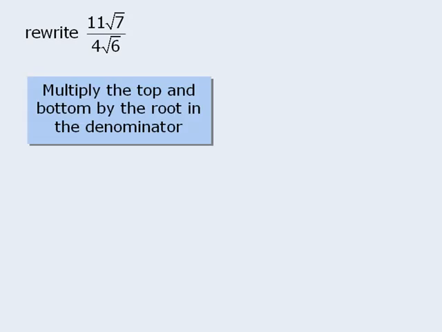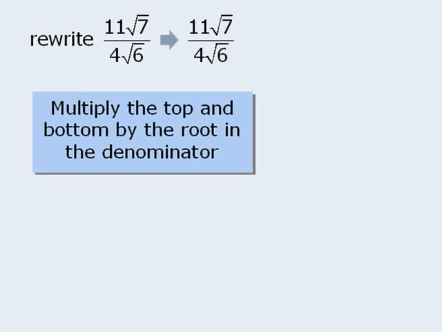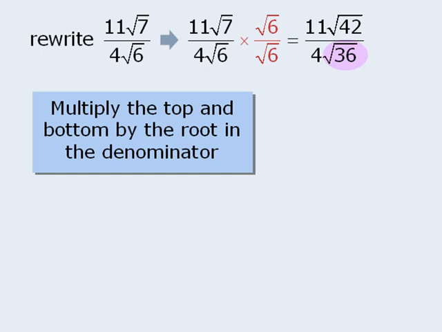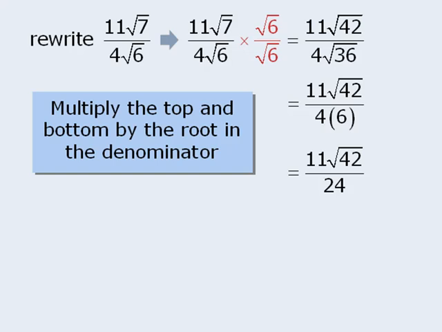Alright, let's practice this technique. To fix this fraction, we will multiply top and bottom by the root in the denominator. So let's take our fraction and multiply top and bottom by root 6. To find the resulting numerator, we will multiply 11 root 7 by root 6 to get 11 root 42. And the denominator will be 4 root 6 times root 6, which is 4 root 36. From here, the square root of 36 is equal to 6, and when we simplify all of this, we get 11 root 42 over 24.